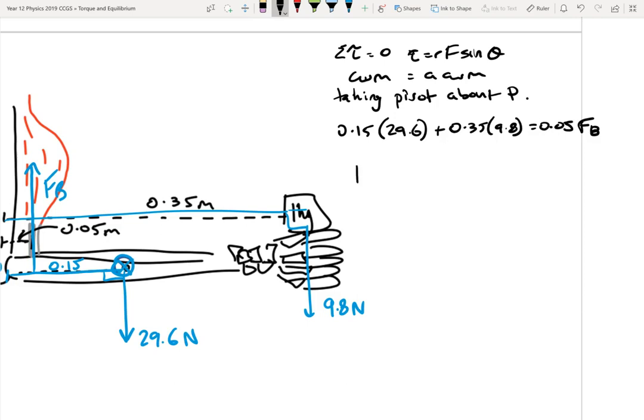And then force of bicep equals 0.15 by 29.6 plus 0.35 by 9.8, divided by 0.05. Now, I haven't evaluated that. It's not much. You don't have much mass and it's not far from the elbow. But when we divide by the radius, which is tiny, we get a massive number. We get 157 newtons upwards.